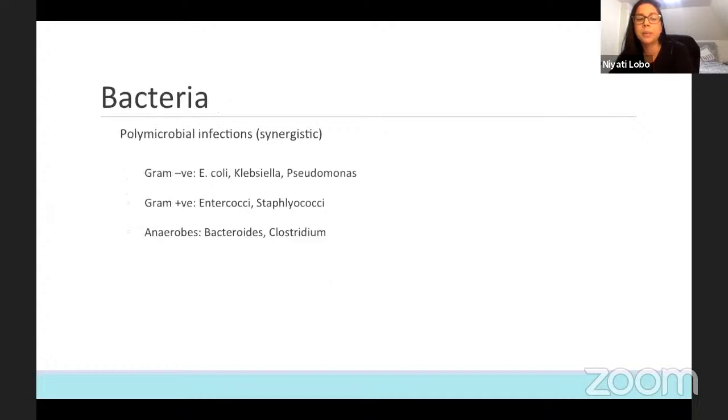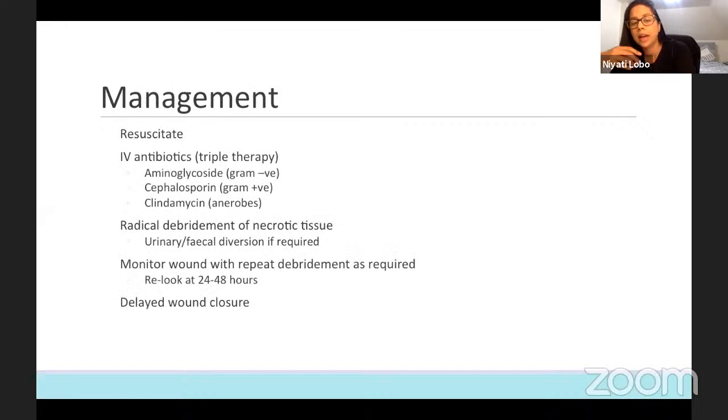So you've got to manage them quickly. It's a polymicrobial infection. You get gram-negative, gram-positive and anaerobic bacteria, which means that when you cover them with antibiotics, you've got to target all of those. So it's triple therapy, and you manage these patients in conjunction with your HDU or ITU colleagues, because as I say, they get very sick. You aggressively resuscitate them, give them IV fluid, start them on triple therapy IV antibiotics according to your local hospital protocol, and then you need to take them to theatre urgently for debridement of all of that necrotic tissue.